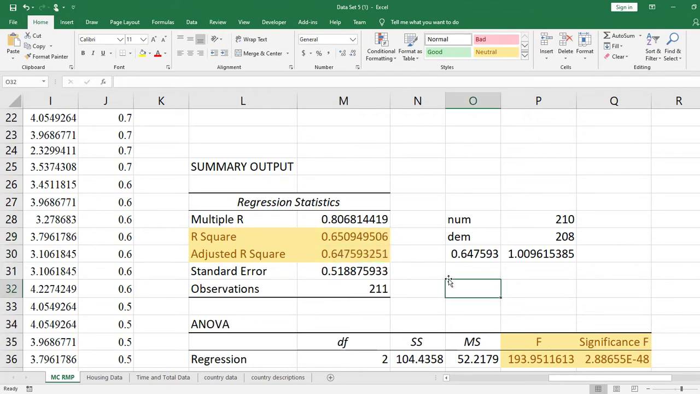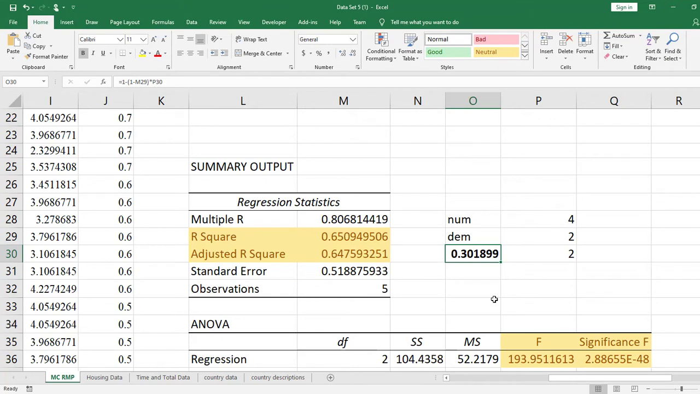Let's see what happens then. Just to illustrate it, let's see what happens if we reduce our observations from 211 to 5. Note what happens. Our adjusted r squared used to be about the same. Now it is much smaller. It is 0.3. It's like 0.302. It's less than half.